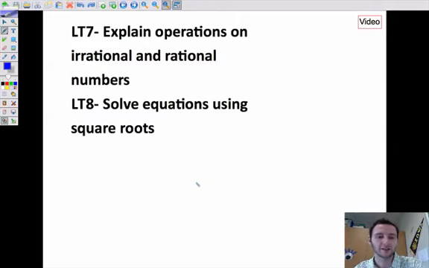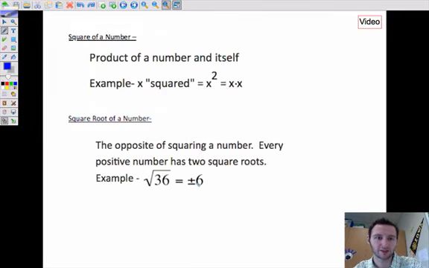All right, learning targets 7 and 8. 7 is explain operations on irrational and rational numbers. 8 is solve equations using square roots. So first, just a few definitions.